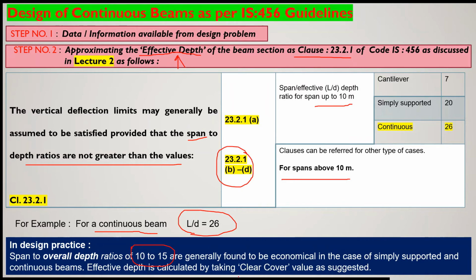Effective depth is calculated by taking the clear cover value. Now, what should the clear cover be? It depends upon the weather conditions, or you can say the exposure condition. Based on the exposure condition, the code gives you guidelines on whether it is a mild condition, a severe condition, or an adverse condition. Accordingly, you have to select the clear cover. After selecting the clear cover, first you have assumed the overall depth, then you have taken the value of clear cover. From that you can easily find out what the effective depth of the section should be.